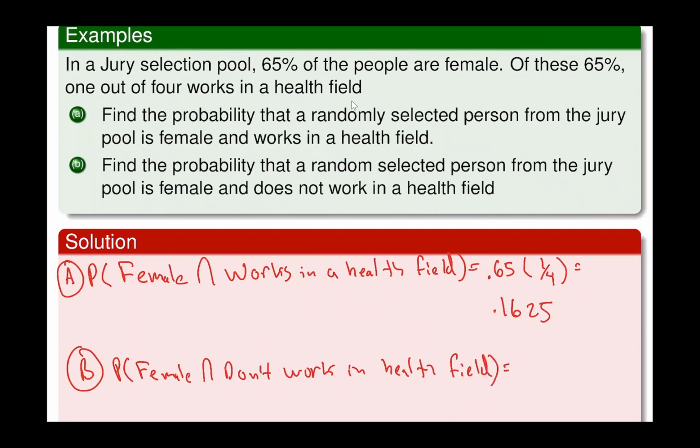So the probability of them being female is still going to be 0.65. But now, instead of us wanting them to work in the health field, now we want them not to work in the health field. So if I know 1 out of 4 work in the health field, how many of them don't work in the health field? 3 out of 4? Yeah, 3 out of 4.